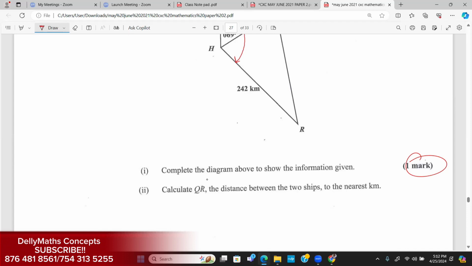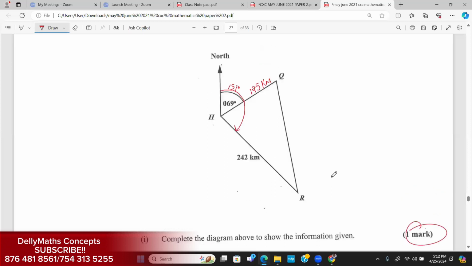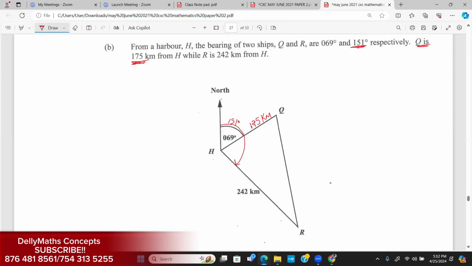Calculate QR, the distance between the two ships in kilometers, to the nearest kilometer. So they want us to calculate QR, which at all times in bearings questions, they tend to go across like this. So we want to find that distance. So if we're going to find that distance, we need to find this value here. But because the two bearings came from the same H, they overlap. So we can simply find this missing angle here by subtracting the 69 from the 151 since they overlapped.